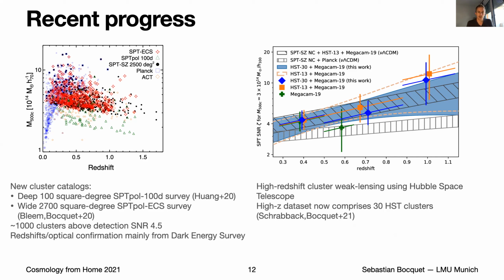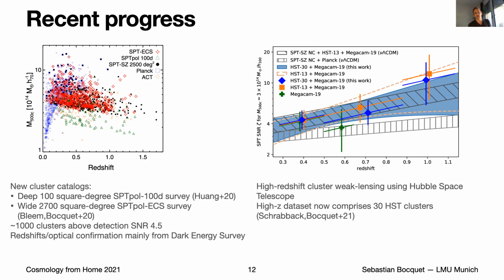On the right-hand side, I show recent progress on the weak lensing front. This is a new analysis using HST for cluster weak lensing. In this work led by Tim Schrabback, we are increasing the HST sample from the 13 clusters that I've described so far to 30 clusters with HST weak lensing.